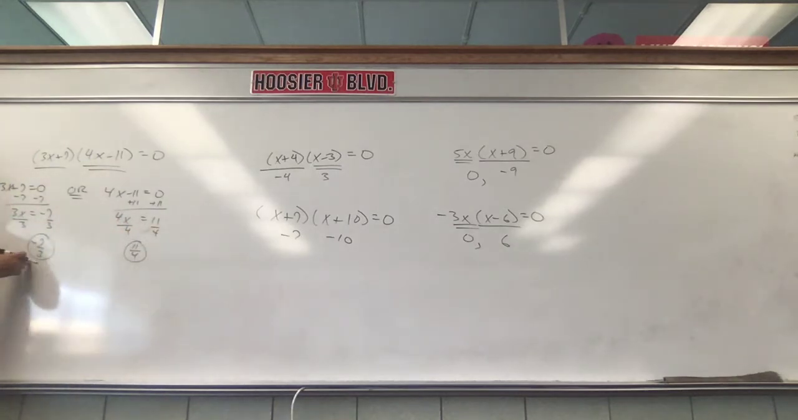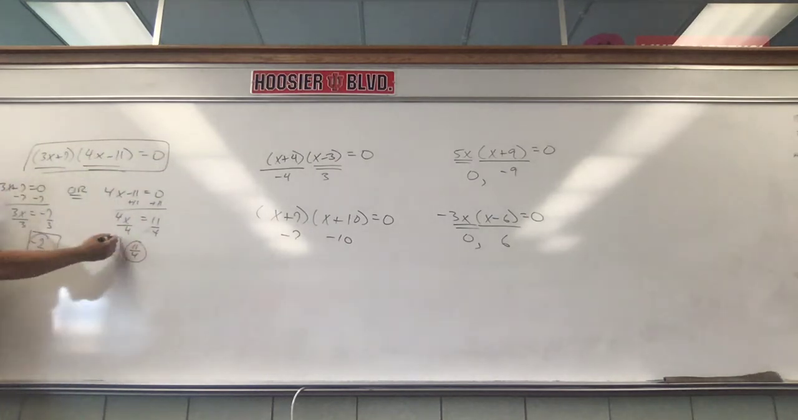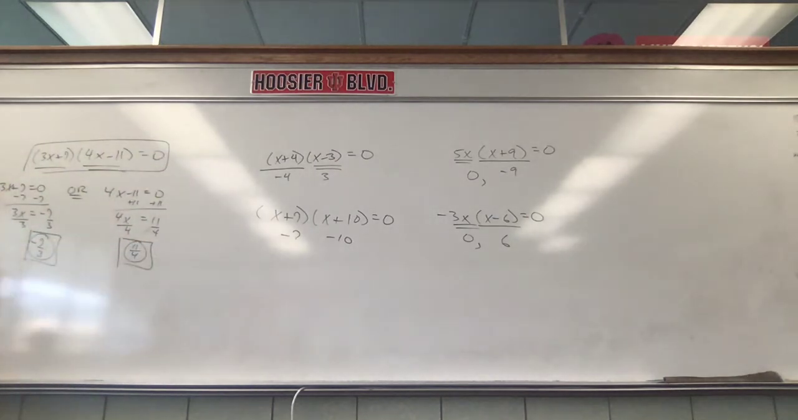So which is it, negative 7 thirds or positive 11 fourths? It's both. You need both answers. Now, don't say anything other than yes or no. Look at the problem. Look at the answers. All I want to know is, does anybody think they know how to do it in their head? And don't tell me how you do it. Just tell me if you think you know how to do it in your head. If not, I'm going to do another problem.